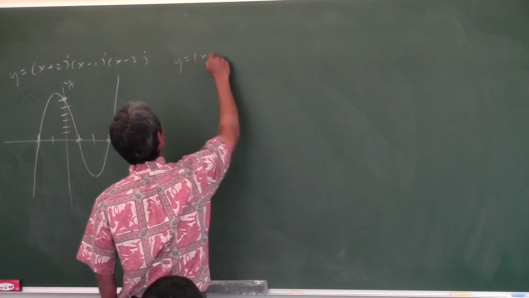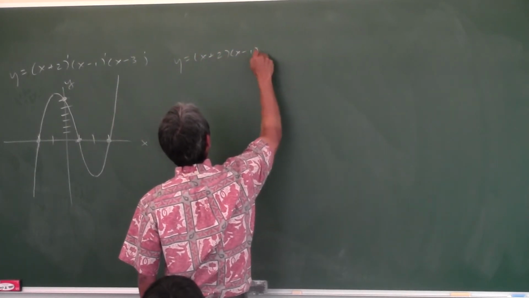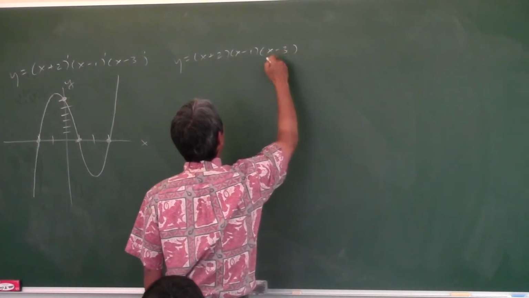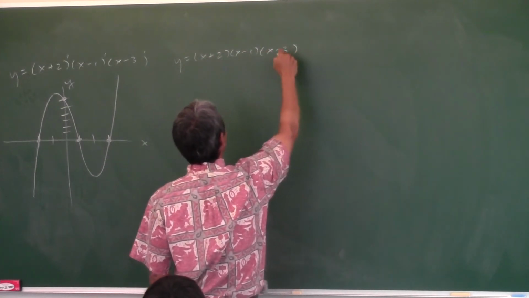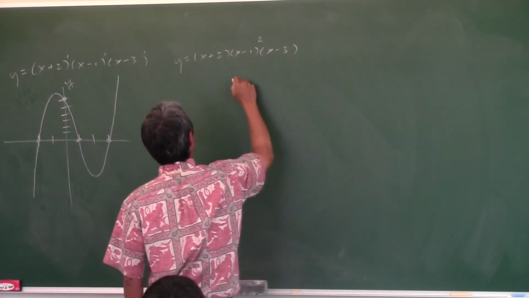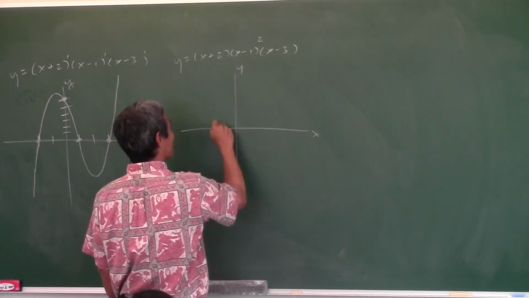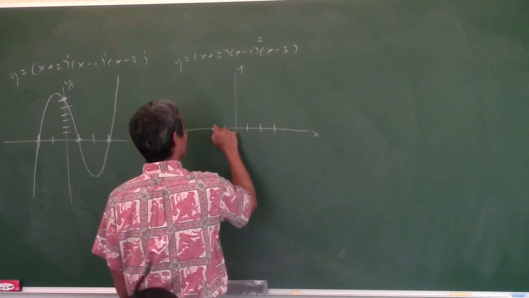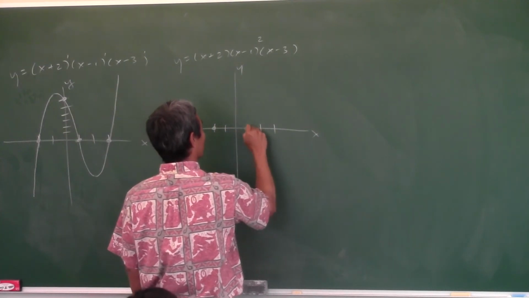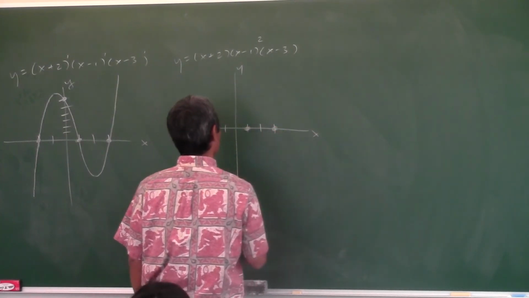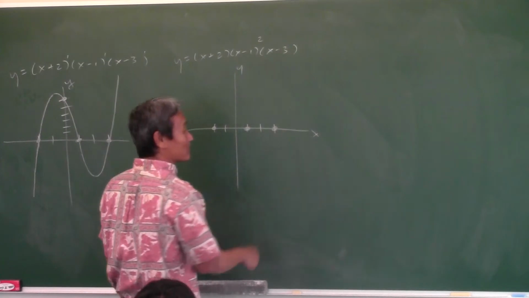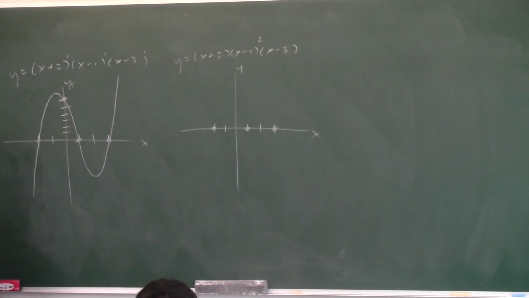y equals (x plus 2)(x minus 1)(x minus 3). Let's put an even power on one of these. Which one? Tell me when to stop. One. Okay. Are the x-intercepts still negative 2, 1, and 3? Yes, because it's in factored form, and those tell you the x-intercepts. What about the y-intercept? Is it still 6? No, it's negative. Let's plug in 0 for x and find out.